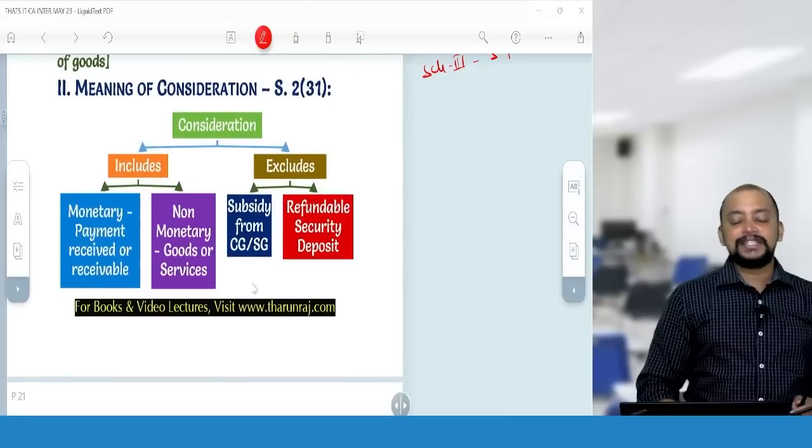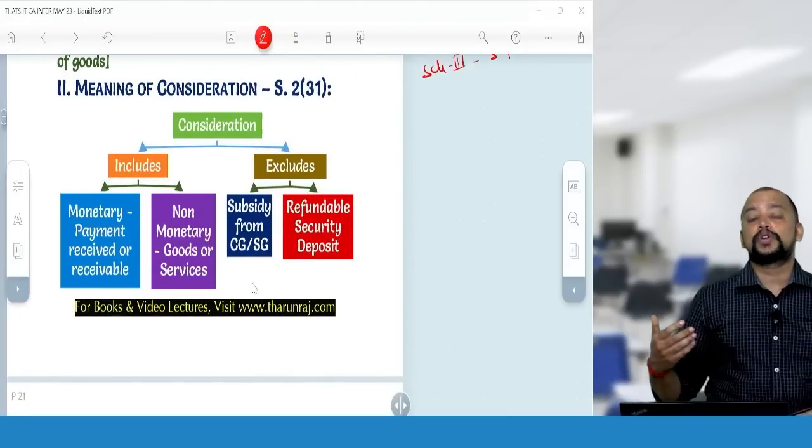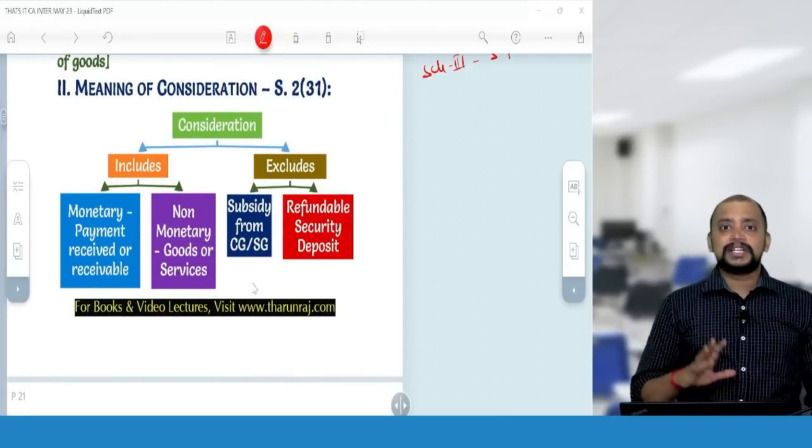Then meaning of consideration. Consideration is defined under section 2 clause 31. Consideration includes, consideration excludes.